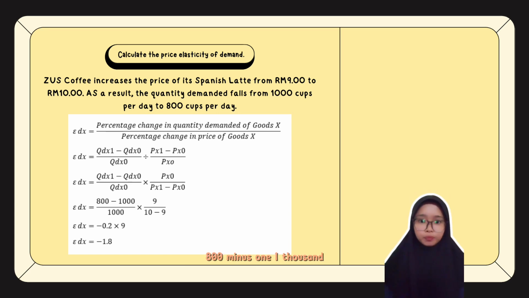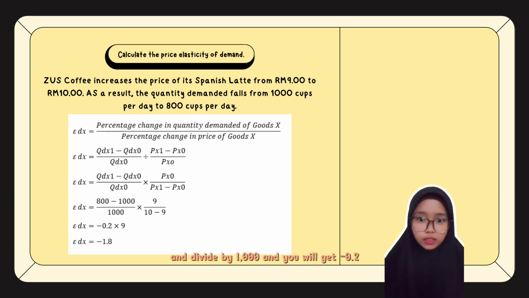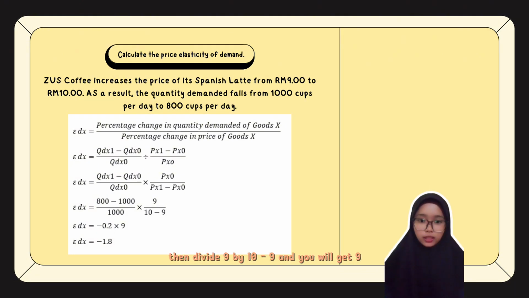800 minus 1,000, and divide by 1,000, and you will get negative 0.2. Then divide 9 by 10 minus 9, and you will get 9. So negative 0.2 times 9, you will get the amount 1.8. And we use the absolute value to exclude the negative sign.